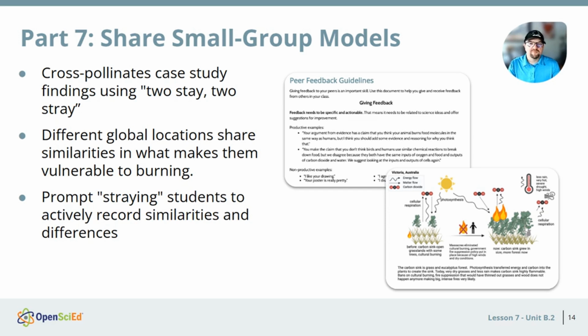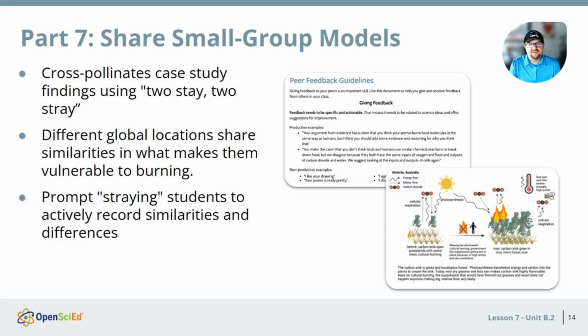In part 7, the room gets active as we launch the two stay, two stray protocol based on the instructions displayed on the slide. Generally, we'll have half of the group stand up and move to a new table in order to view a different model, while the other half stays put to explain their own ecosystem to the students who visit them. This is instructionally significant because it efficiently cross-pollinates case study findings across the entire room, saving us from having every individual student read all 5 lengthy texts.